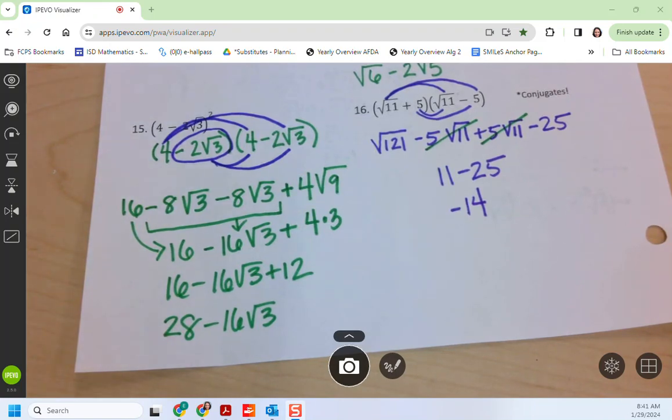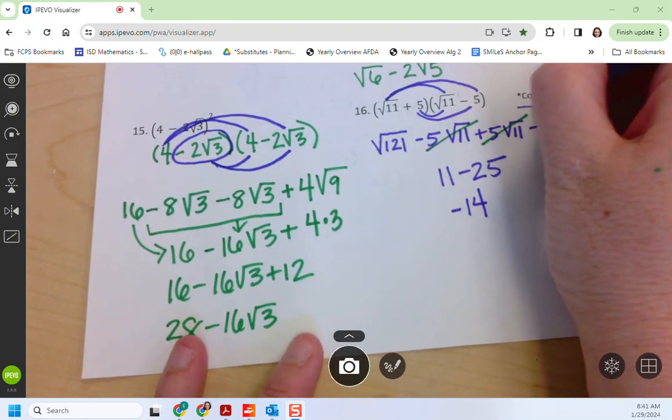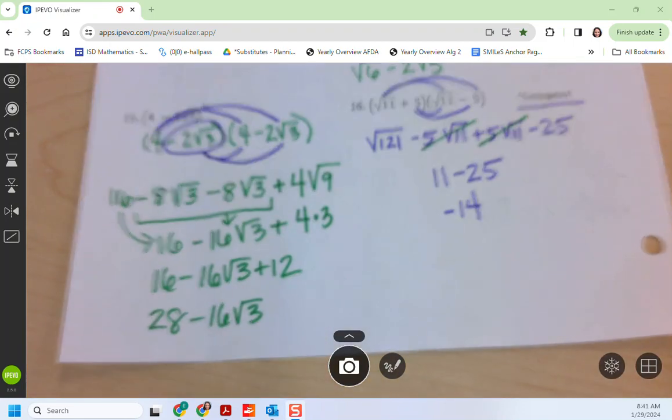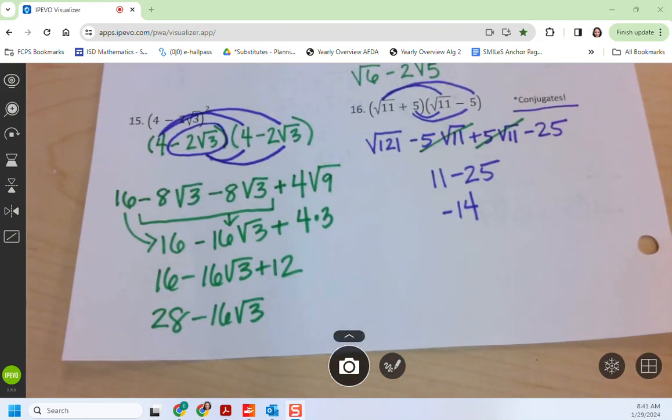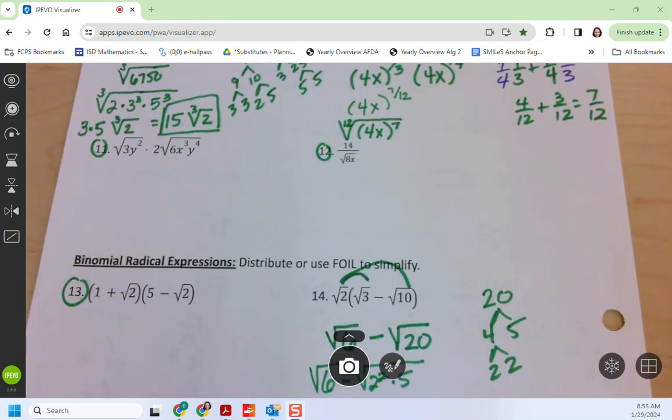All right, so notice that word over there, conjugates. Without looking it up, talk to your group about what conjugates might mean, because that problem is definitely specialer than problem 15 or 14. Number 12 is a problem where we have to rationalize the denominator.